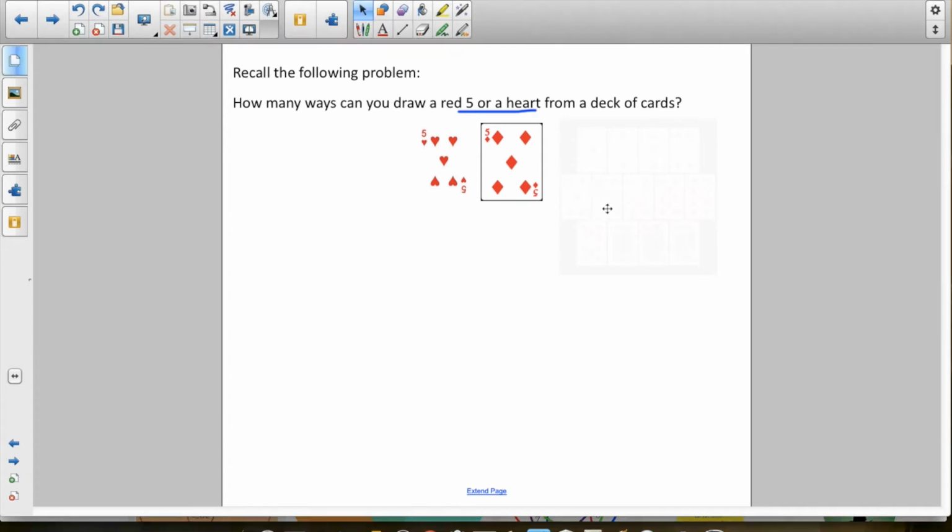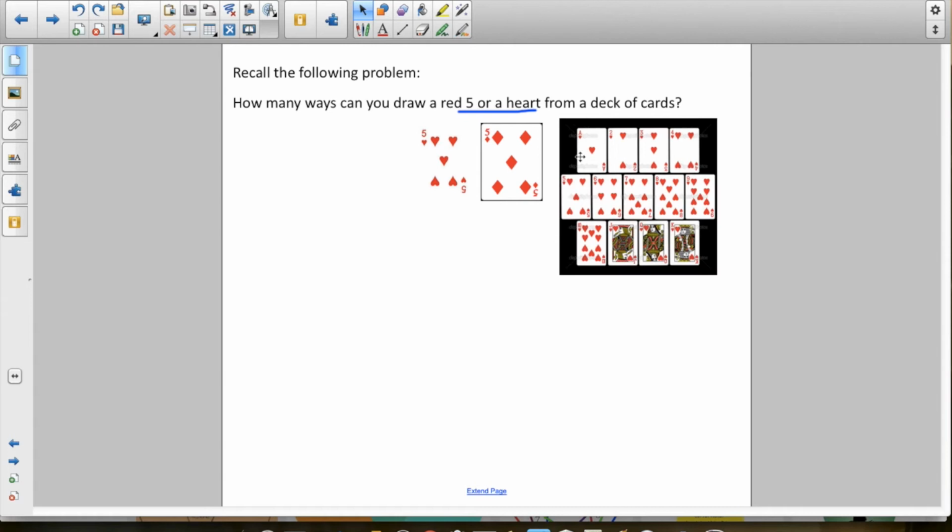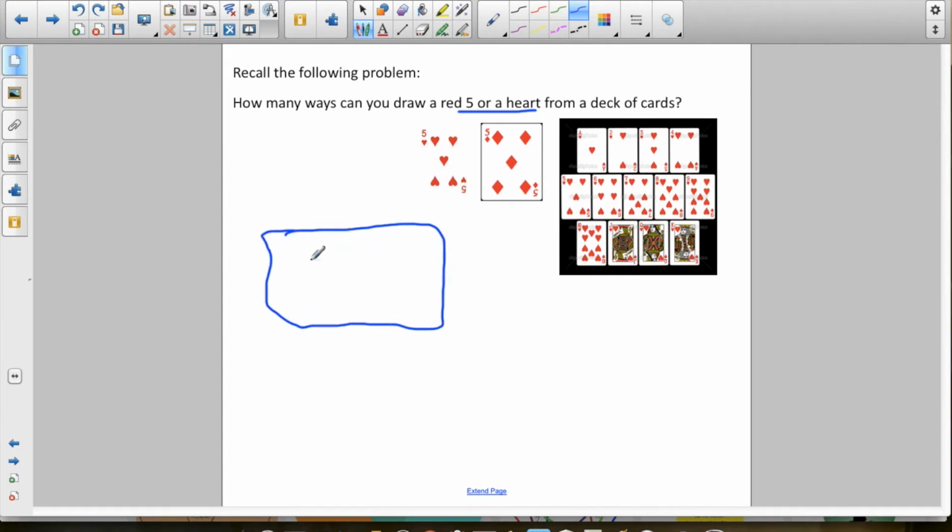And if we look at all the hearts, they pop up here. So we've got a total of 13 different hearts in a deck of cards. So if we want to know how many options we have of drawing these, you can think of this, and again, it's a simple example, in terms of a Venn diagram. So if I draw my Venn diagram, this time I have two sets. Let's say one set is the 5s, and the other set, which is bigger, but I'm not necessarily going to draw it bigger, is the hearts.